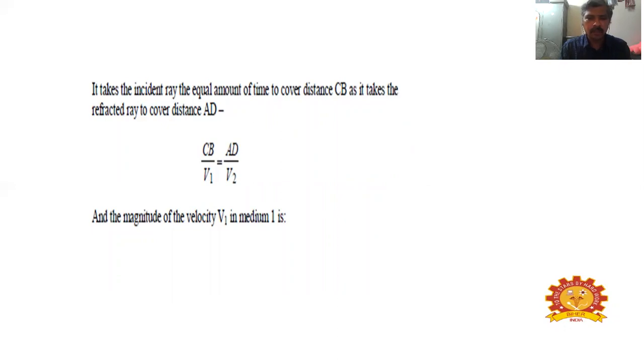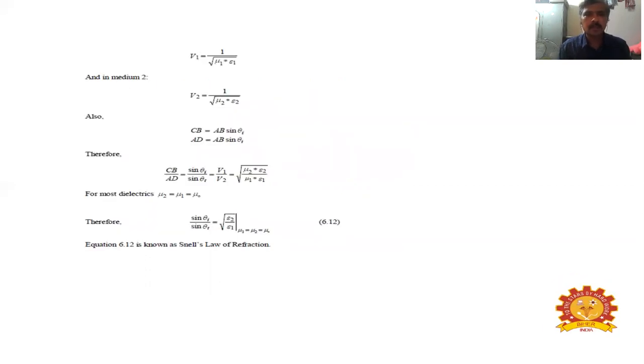Therefore, CB by V1 is equal to AD by V2, and the magnitude of the velocity V1 in medium 1 is given by V1 equal to 1 by root of mu1 epsilon 1, and in medium 2, we have V2 equal to 1 by root of mu2 epsilon 2. Also, CB is equal to AB sin theta I, and in the next line we have AD equal to AB sin theta T. Therefore, CB by AD is equal to V1 by V2, which is root of mu2 epsilon 2 divided by mu1 epsilon 1. With some simplification, we have sin theta I divided by sin theta T equal to root of epsilon 2 divided by epsilon 1.